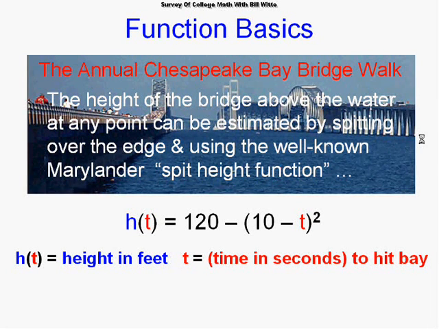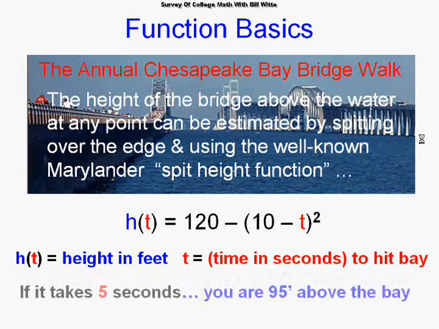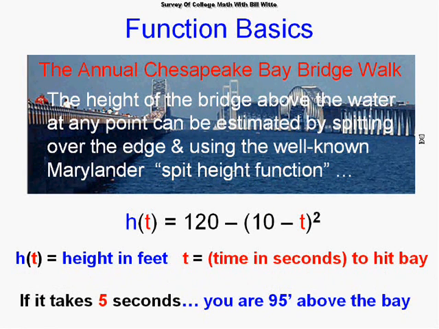For instance, if I spit and it took 5 seconds. I looked over and I counted 5 seconds for my spit to hit the water. Well, let's see what this function tells me, the height above the water that I am. I do what's in parentheses, 10 minus 5. That's 5. Let's see, do my exponent. 5 squared is 25, and 120 minus 25, well, if it takes 5 seconds, I guess I'm 95 feet above the bay. And that's a pretty good estimate.